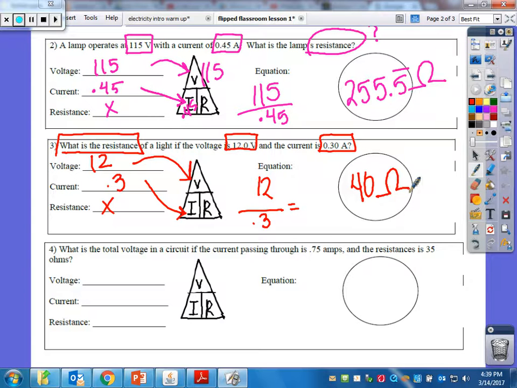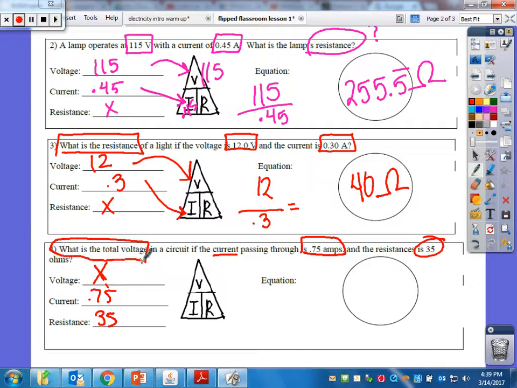Alright, let's do one more, number 4. What is the total voltage in a circuit if the current passing through is 0.75 amps? So the current is 0.75 and the resistance is 35 ohms. So we just need to find volts. So I'm going to put an X on top. It's literally asking you what is the voltage.